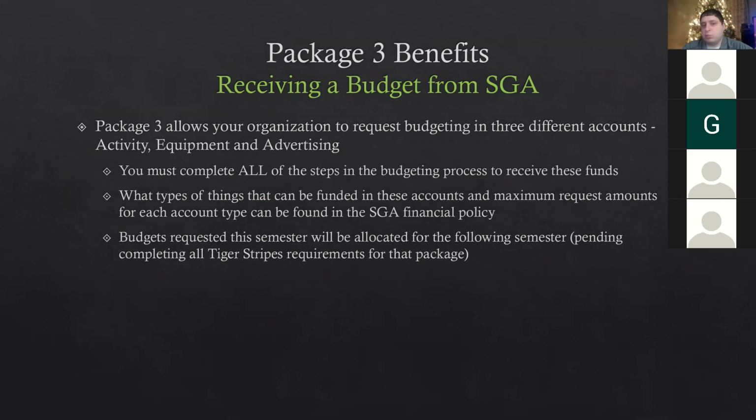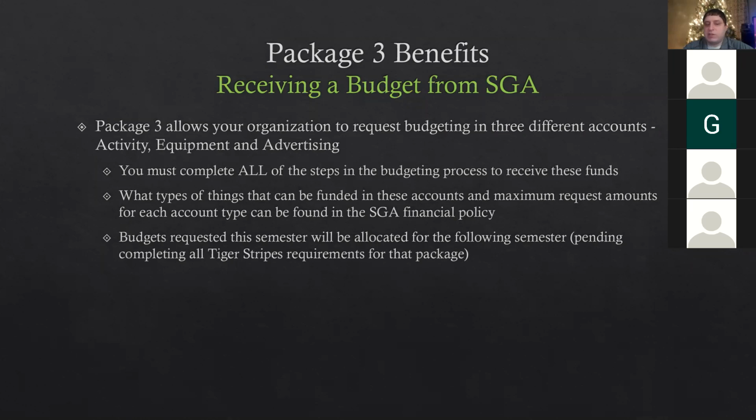All right, package 3 benefits. One of the big ones is you can receive a budget from the SGA, and there's 3 separate accounts here: activity, equipment, and advertising. I'm not going to go over the specifics of these. Just know that some of this stuff might be a little bit amended based on the current state of COVID. So what they will and will not fund might have shifted slightly.